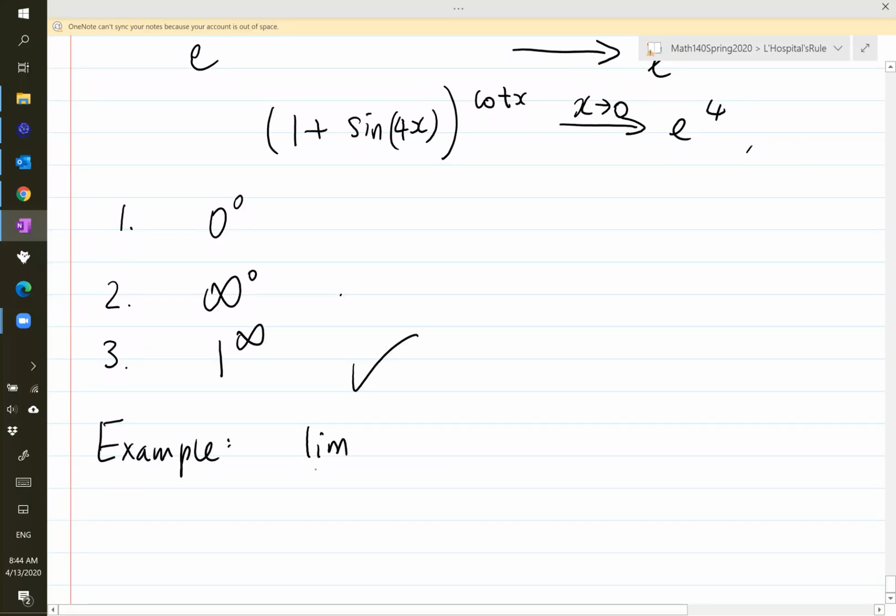The limit as x approaches infinity of x to the power 1 over x. So this is infinity to the power 0.